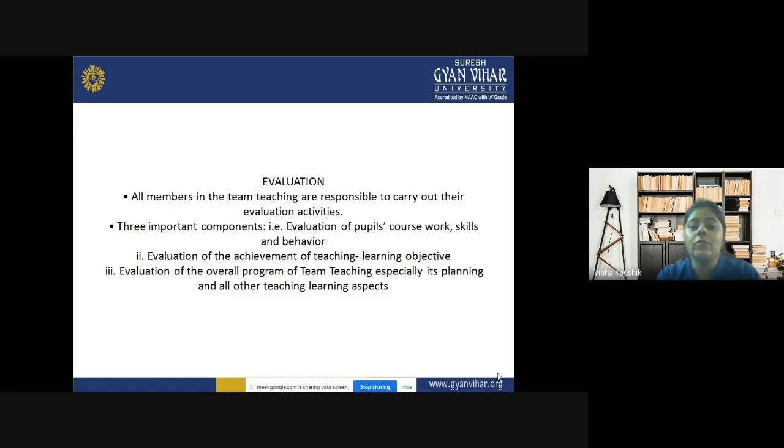Evaluation of the achievement of teaching-learning objectives, whether they are able to achieve the learning objectives or not through team teaching. Evaluation of the overall program of team teaching means we are able to evaluate the overall program, especially its planning, which should be proper, and all the other teaching-learning aspects that have been used by the teacher.